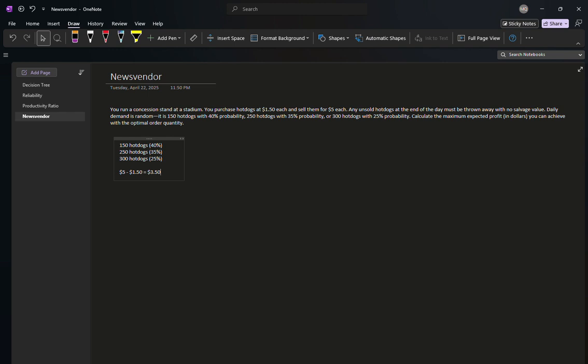So let's see. Turns out that 250 is a sweet spot because it balances out the supply and demand well across the three possible outcomes. Let's calculate the expected profit for 250. If demand equals 150, you sell 150 and 100 goes to waste.